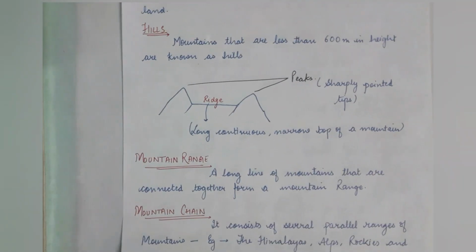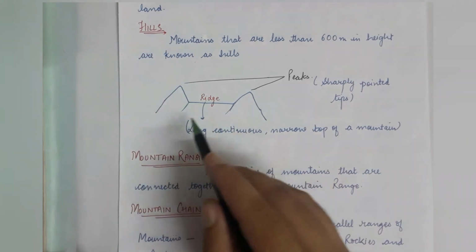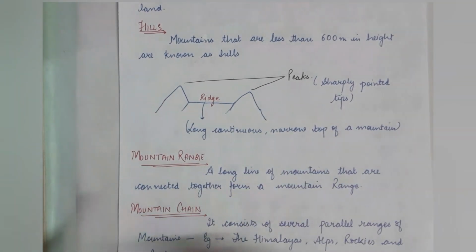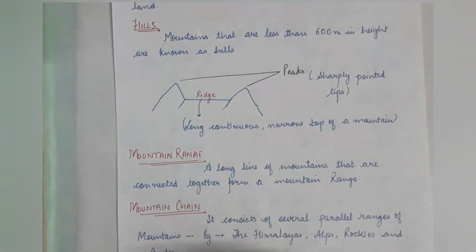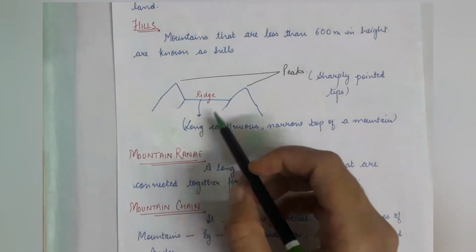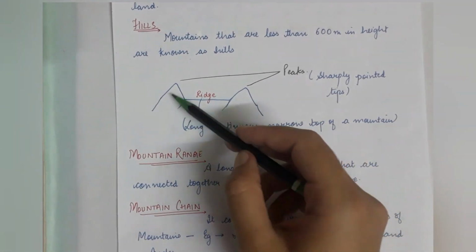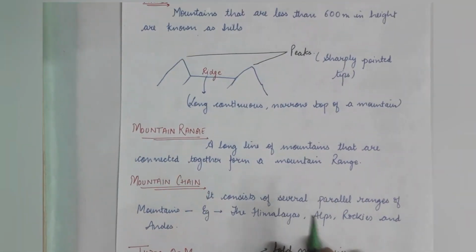Then we will be talking about the peaks and the ridges. The ridges are the long continuous high elevated area. It is the narrow top of the mountain, but the peaks are the sharply pointed tips of the mountains. So these are the ridges like this. The slope is also present over here, but these high tips which are sharply pointed are known as peaks.